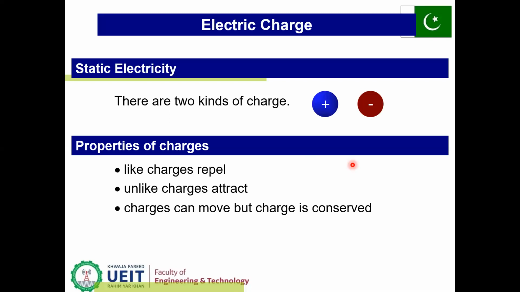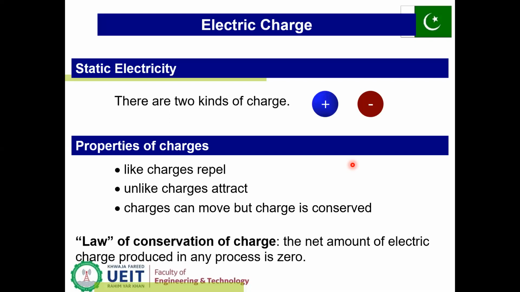Properties of charges: like charges repel each other and unlike charges attract each other, and charges can move but charge is conserved. The total charge in the universe or in a system remains conserved. Law of conservation of charge: the net amount of electric charge produced in any process is zero.